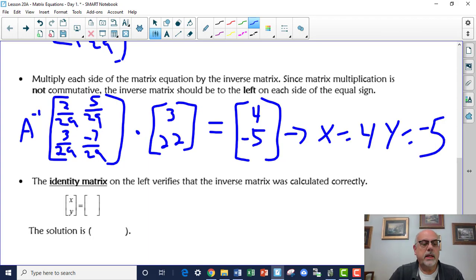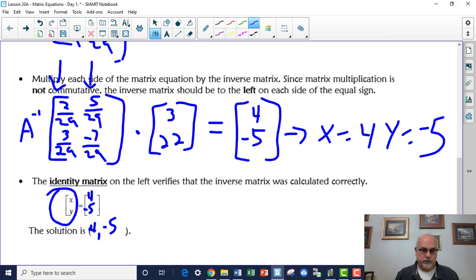You don't necessarily need to have this identity down here, all right? Because we know that the answers, we laid them out in the matrix. The items on the left were the coefficients of the x's. The items on the right were the coefficients of the y's, all right? So you have a 4, -5, which means that your solution is 4, -5.